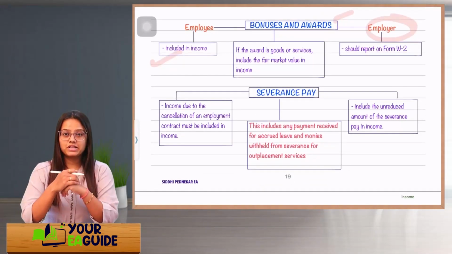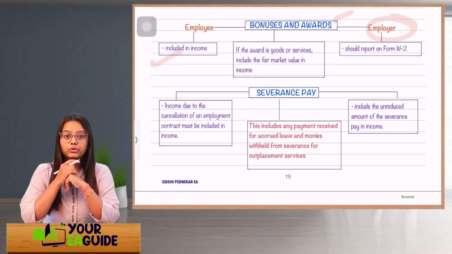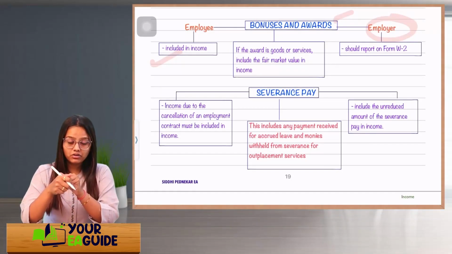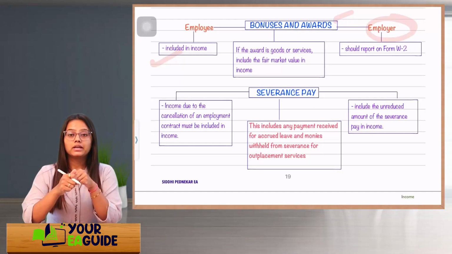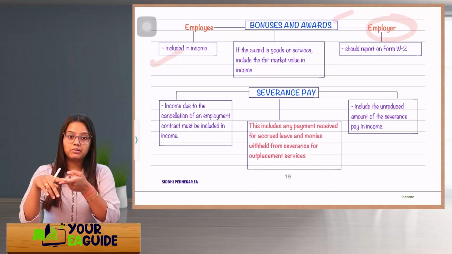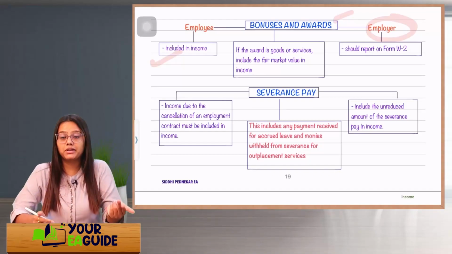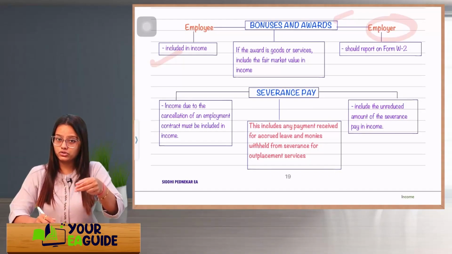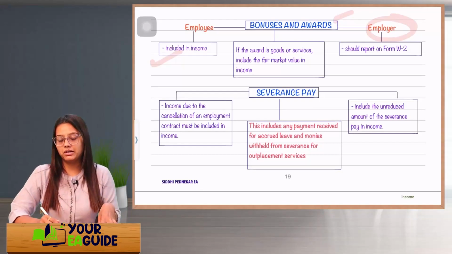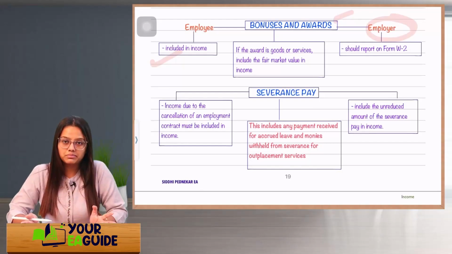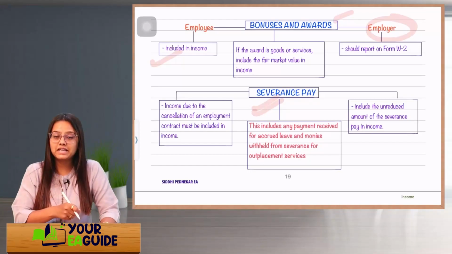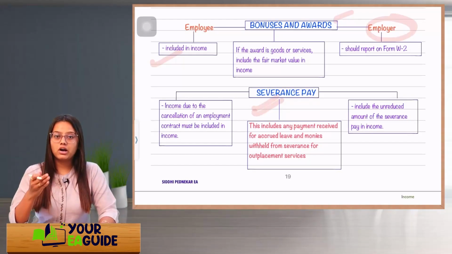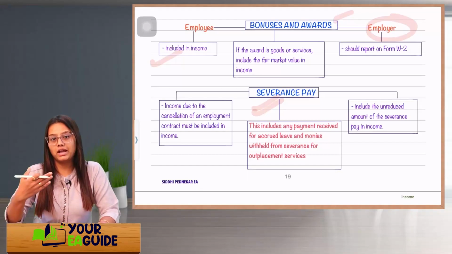Next is severance pay. What do you mean by severance pay? Payment to an employee due to cancellation of the employment contract must be included in the income. Let's say the employee breached the contract or the employer breached the contract, and due to that he is going to receive some extra payment for the layoff or something like that. So severance pay is something which will be received based on early shutdown of the employment or cancellation of contract.